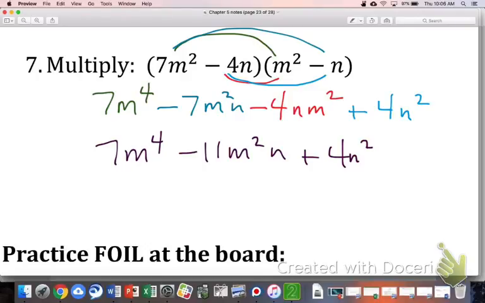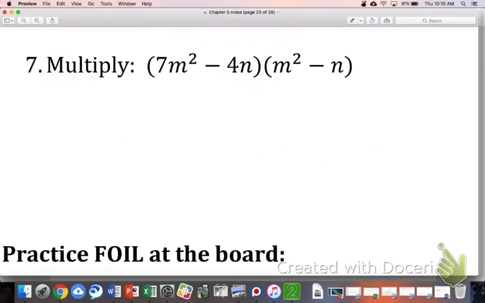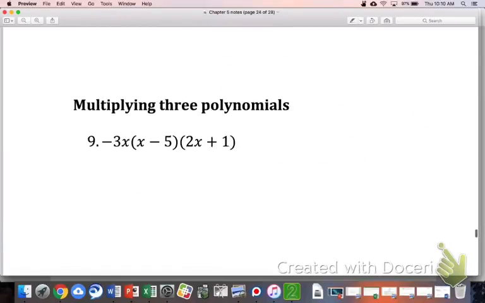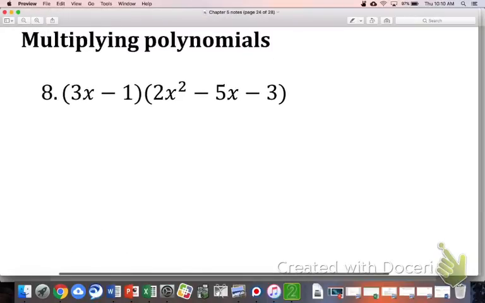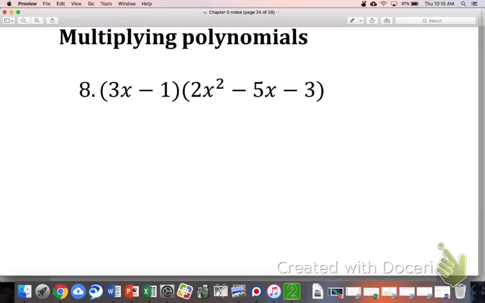We'll do a little more practicing with FOIL in the coming days, and maybe here at the end as well. We're going to look at a couple of other scenarios. Let me build this up. Hey guys, focus right here.